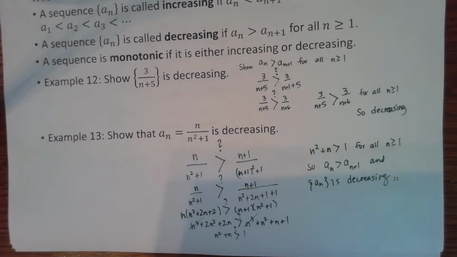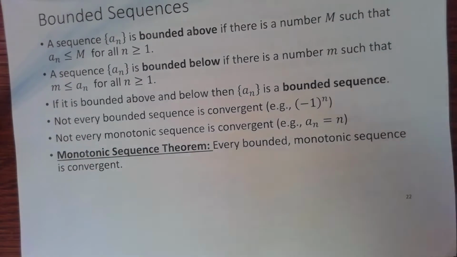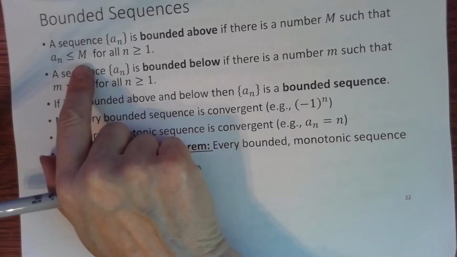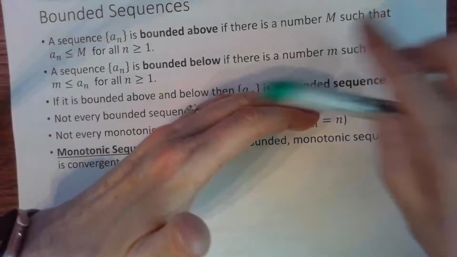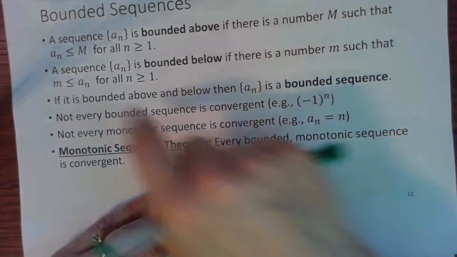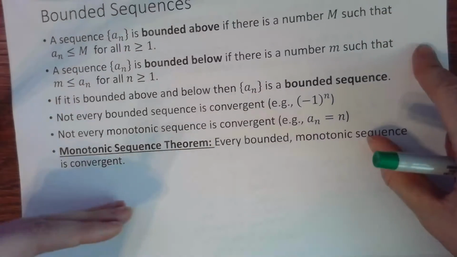All right, next we have the idea of a sequence that is bounded. A sequence is bounded above if there's a number m such that every single term in the sequence is always less than m. Now this could maybe be a limit as it's approaching, but it could be even something larger than that. But yes, it's bounded if all of them are.